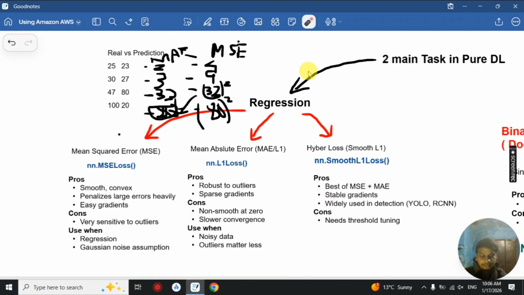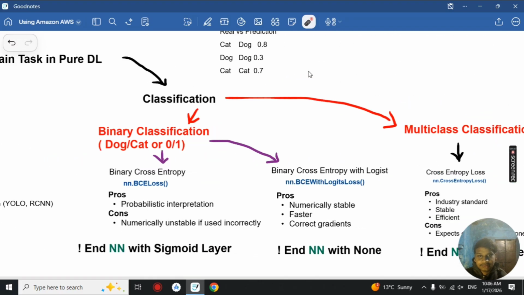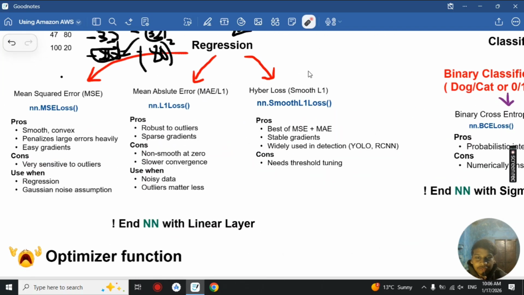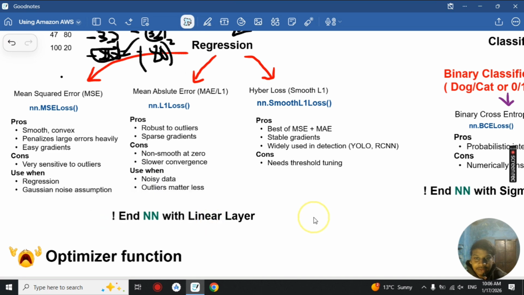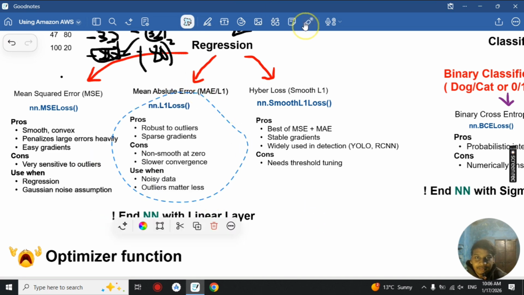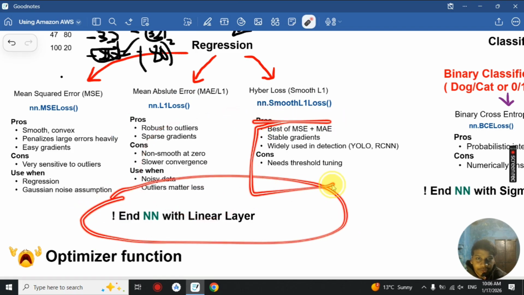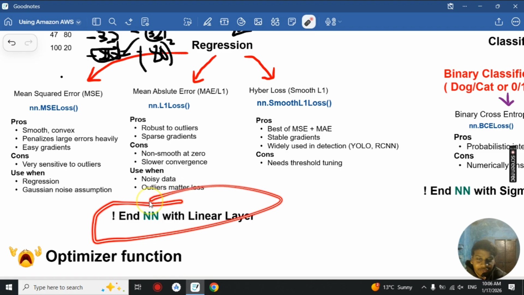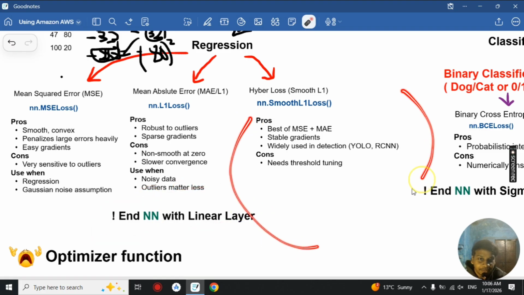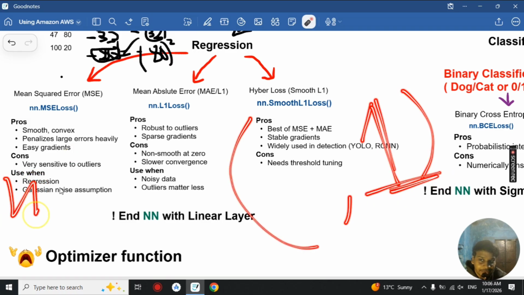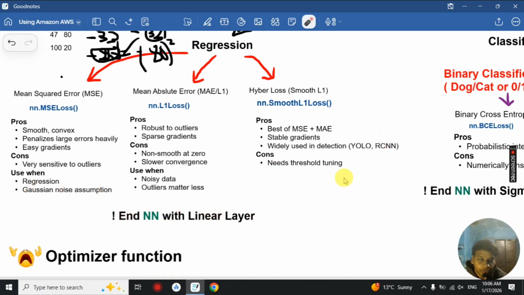Now going to our classification. Also, one thing you must remember: if the loss is for regression, the model class would always end with a linear layer only. So here the model will only end with nn.Linear as the final layer of our model class.